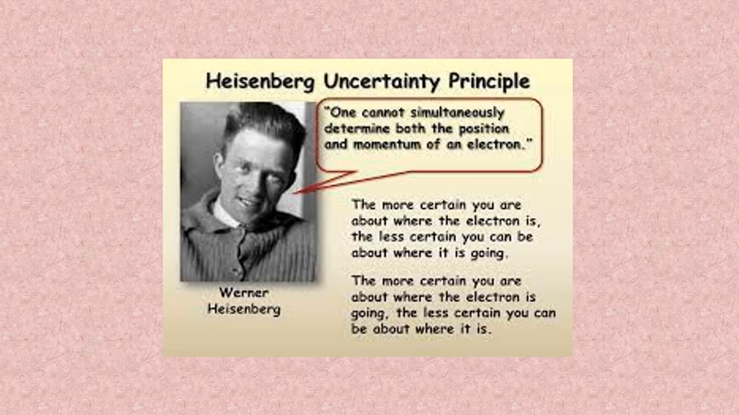Here look at the picture. He is Werner Heisenberg. The more certain you are about where the electron is, the less certain you can be about where it is going. So he found that electrons cannot have both position and momentum determined simultaneously. The product of the two errors is approximately of the order of Planck's constant.